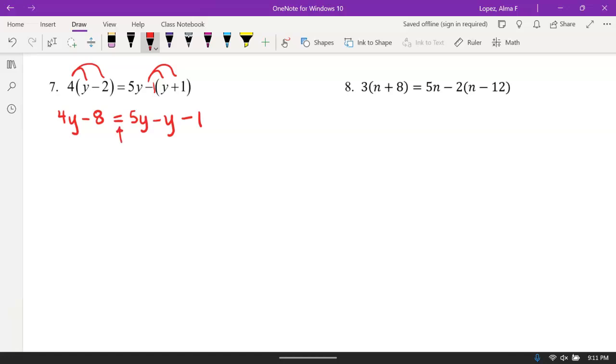Now on this one, here's the equal sign that separates the equation into two sides. I've got a 4y and a minus 8. That side is cleaned up as much as it's going to go. But on the other side, I notice that I've got a y term here and a y term there. Those can be combined. 5y minus 1y is 4y.